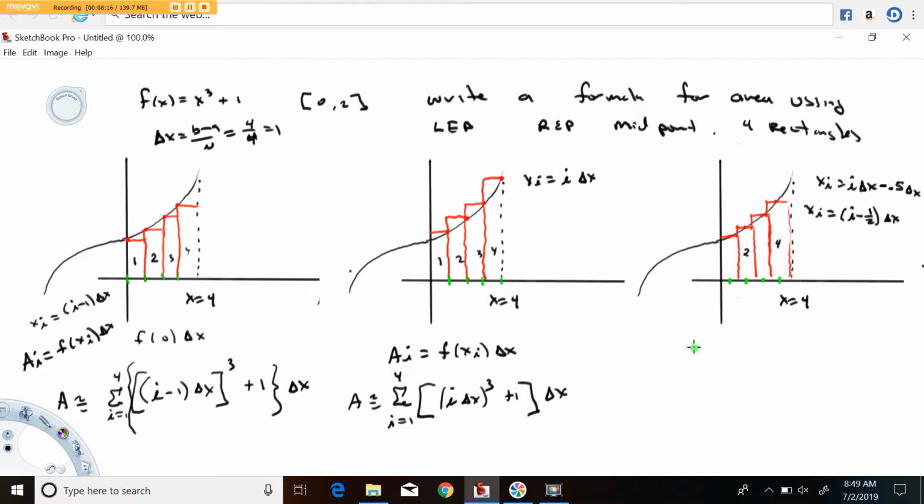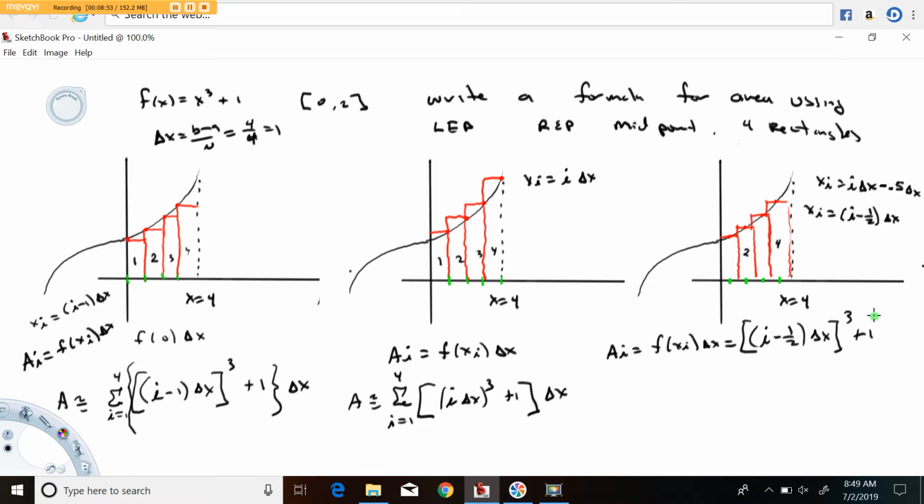All right, now write a formula for the a sub i, which stands for the area of the ith rectangle, whatever one we want. And that's going to equal f of x sub i times delta x. And that's going to equal this cubed plus 1 times delta x. I need a little room here to write that out. So that's going to be, let's see, (i minus 1/2) times delta x, cubed, plus 1.